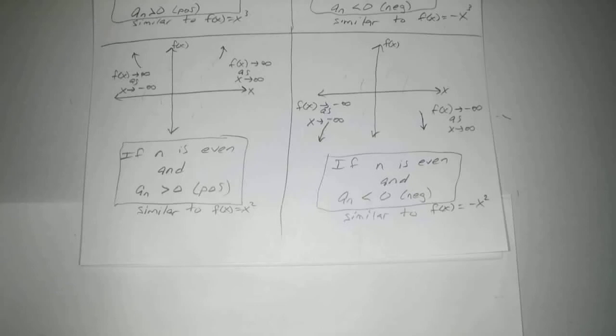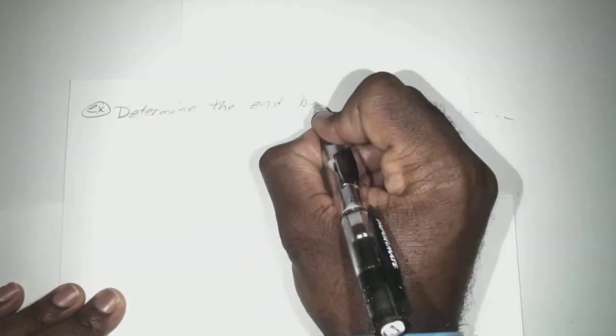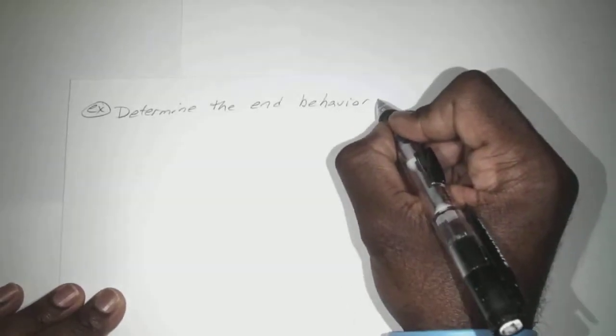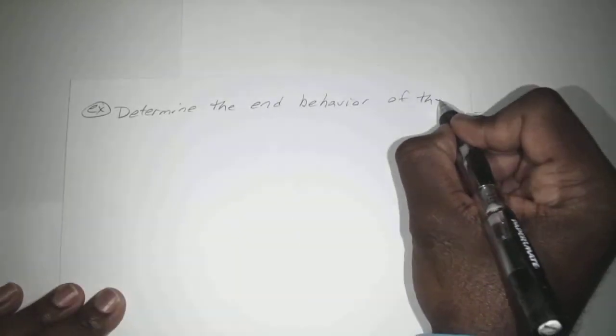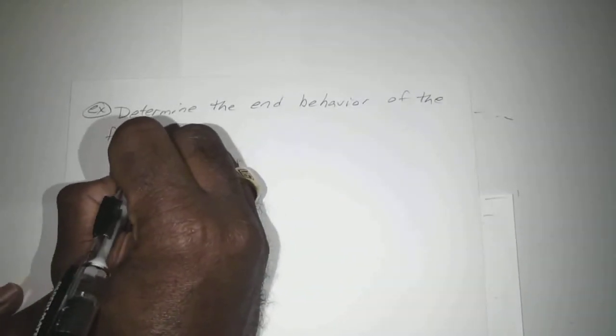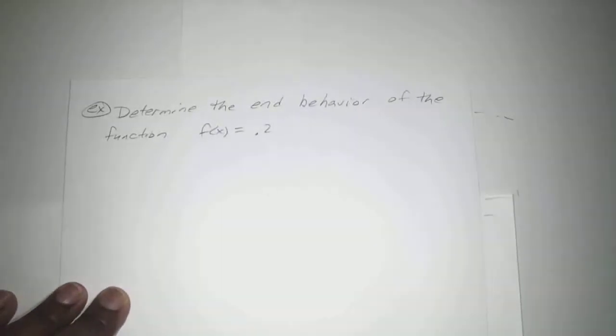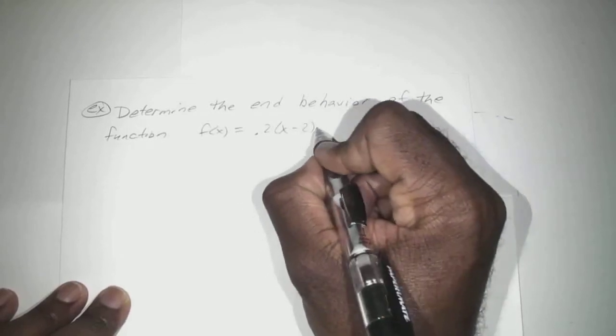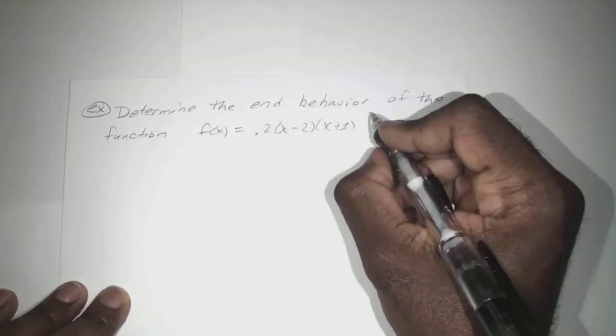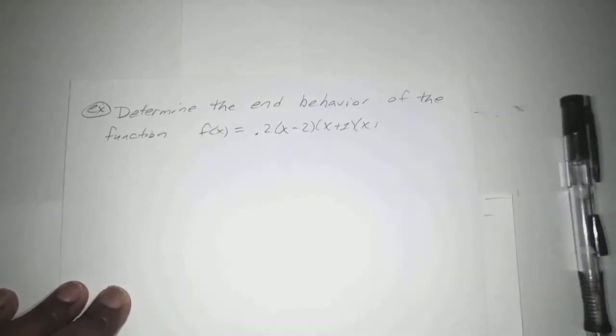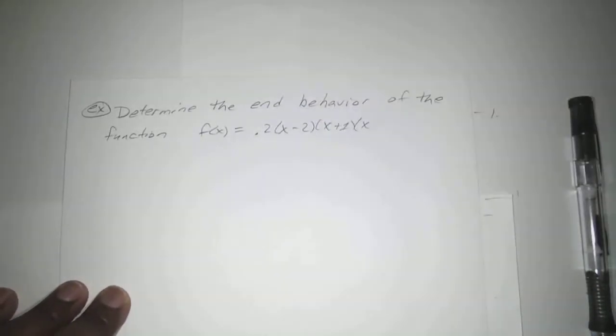Okay, so let's say for our first example, we want to determine the endpoint behavior of the function f of x equals, let's say, 0.2 times (x minus 2)(x plus 1)(x minus 5). Well, it wouldn't matter anyway.